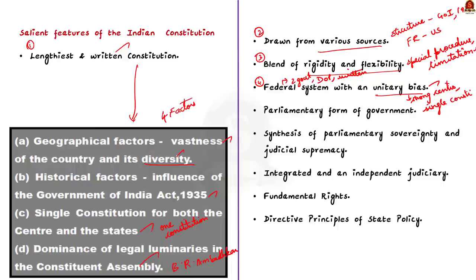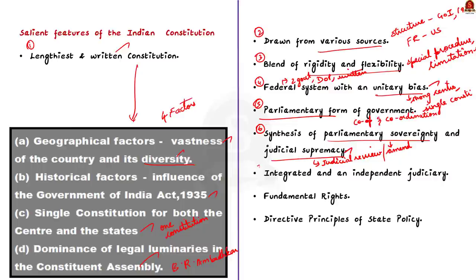The fifth feature is that the constitution advocates a parliamentary form of government for India. So it follows the principle of cooperation and coordination between the legislature and executive organs. This is the fifth feature. The sixth feature of the Indian constitution is that it is a synthesis of parliamentary sovereignty and judicial supremacy. See, on one hand, the parliament can amend the major portion of the constitution. On the other hand, the Supreme Court has the power of judicial review. Thus, the constitution advocates a synthesis of parliamentary sovereignty and judicial supremacy. This is the sixth feature.